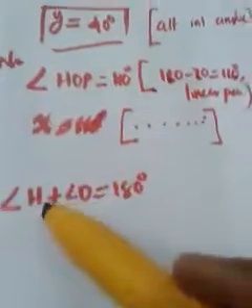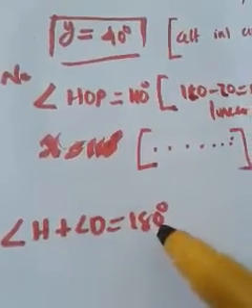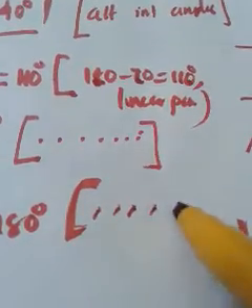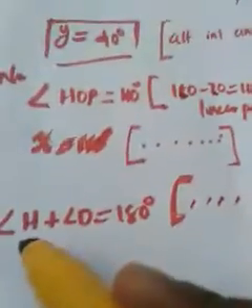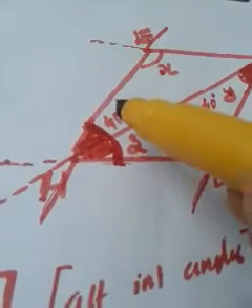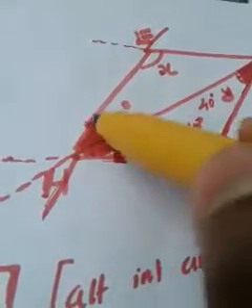Yes, that's why I have written angle H plus angle O is equal to 180 degree. What is the reason? Because adjacent angles of a parallelogram are supplementary. And what does this angle H stand for? Angle H, how will you get angle H? When you add this 40 and Z, only that will give you angle H.